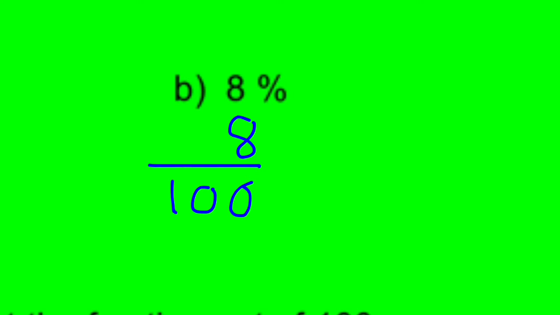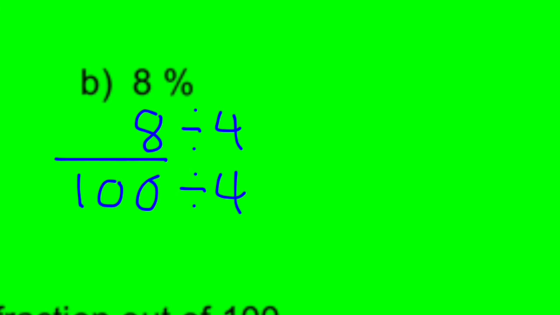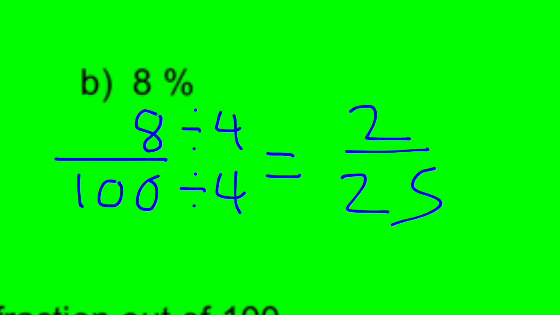And then reducing to lowest terms. Hopefully you'll recognize that you can divide both numerator and denominator by 4. For kids who struggle with division, I always tell them to think reverse multiplication. So what do I multiply by 4 that gets me 8? What do I multiply by 4 that gets me 100? So if you have trouble with division, think multiplication. 4 times 2 is 8, and 4 times 25 is 100. And that's in lowest terms.